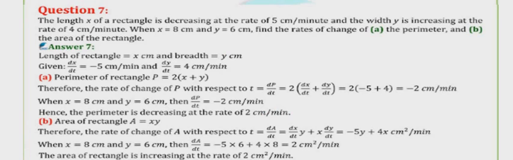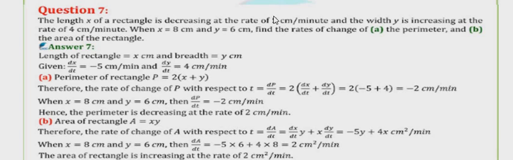One more question we take, question number 7. The length x of a rectangle is decreasing at the rate of 5 cm per minute, and the width y is increasing at the rate of 4 cm per minute. Now when x becomes 8 cm and y becomes 6 cm, at that time find the rates of change of perimeter and area.